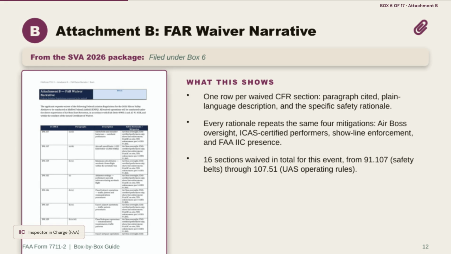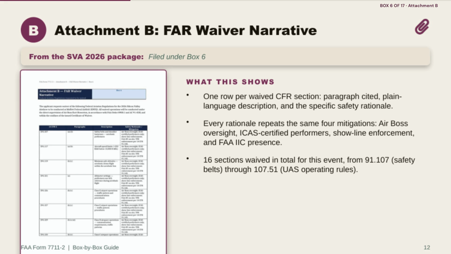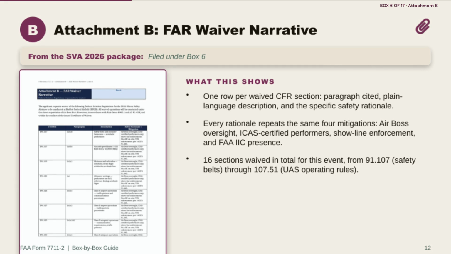Attachment B expands Item 6 into a full narrative filed under Box 6, with one row per waived CFR section. Each row includes the exact paragraph cited, a plain language description of what that rule normally requires, and the specific safety rationale for why a waiver is appropriate here. Here's a pattern worth noticing.